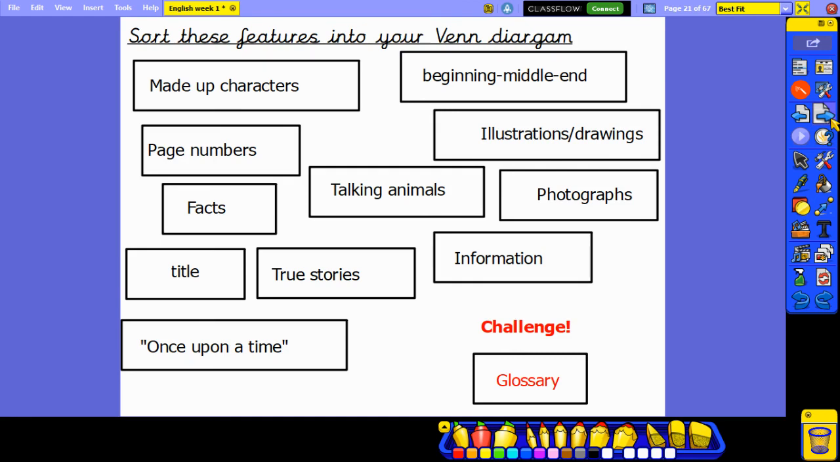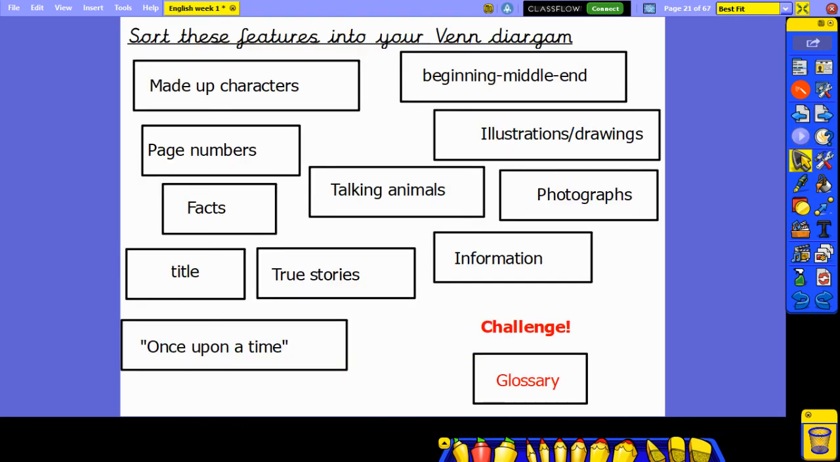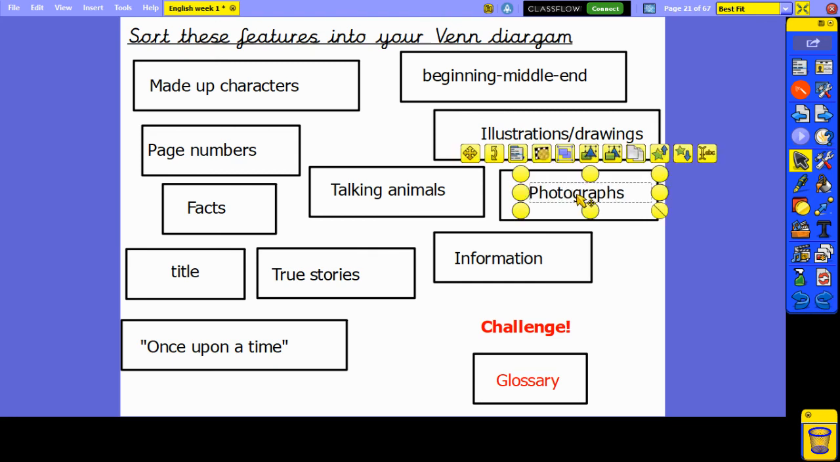So here are some features. They could be fiction, they could be non-fiction. You need to copy these and sort them into your Venn diagram. This should be on your worksheet in your home learning pack. For example, photographs. Photographs are a feature of a non-fiction text. So you need to write photographs in the non-fiction circle on your Venn diagram.